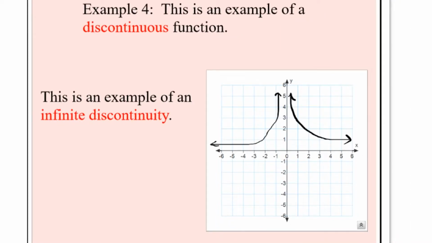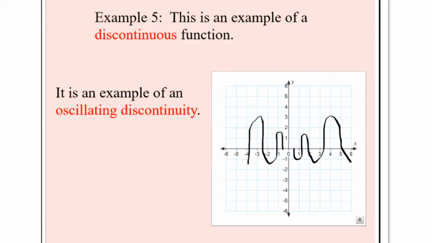Here's our third example of a discontinuity. This is example 4 because example 1 was basically showing you a continuous graph. But anyway, here's our third type of discontinuity. This is called infinite discontinuity. I think you can figure out why it's called infinite discontinuity, because as the curves are going, they're both approaching an infinite number, which you can't really get to, right? This is why this is an example of an infinite discontinuity.